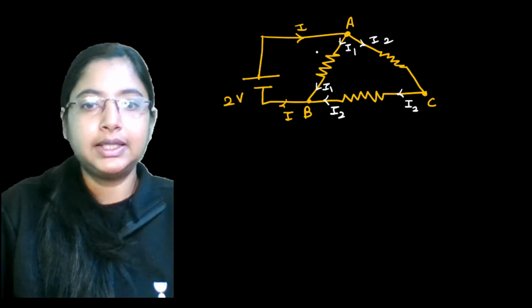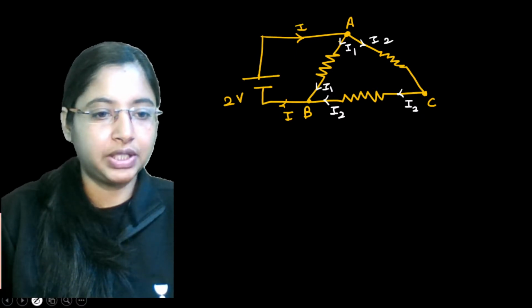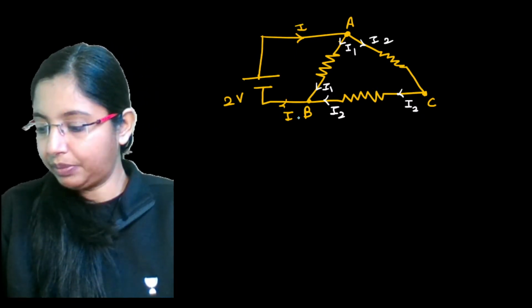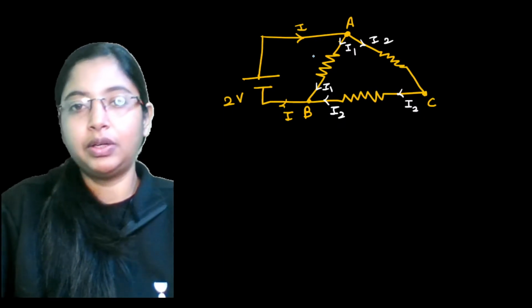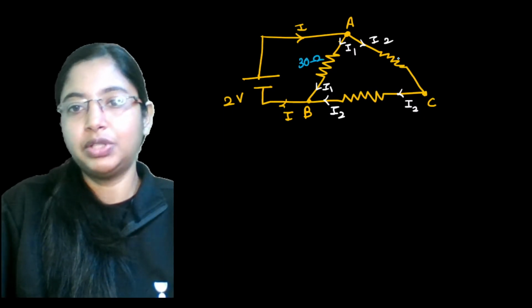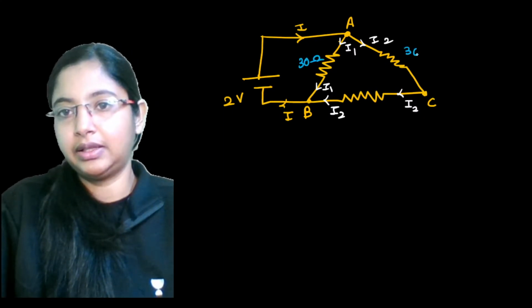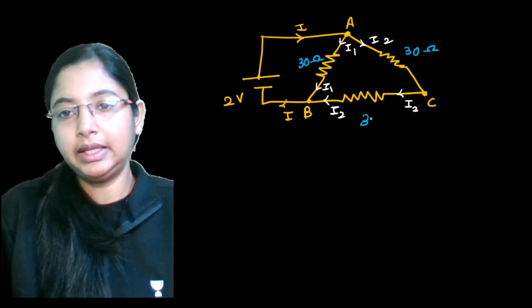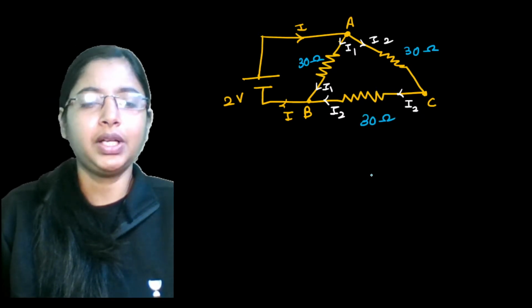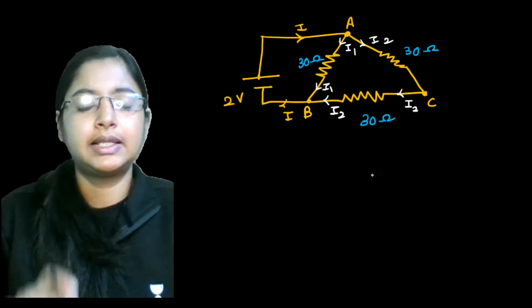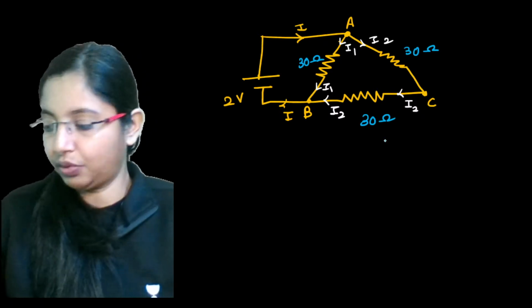So let's give the resistance value for all of these resistors. For example, let's say this particular resistor's value is 30 ohms, this resistor is again 30 ohms, and this is again 30 ohms over here. All three have the same value, 30 ohms.